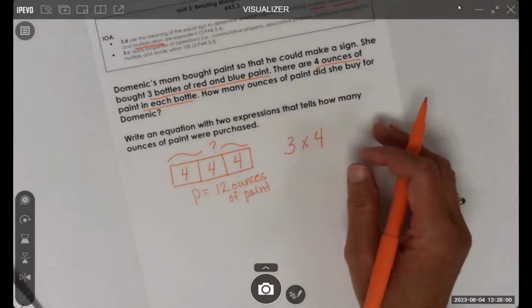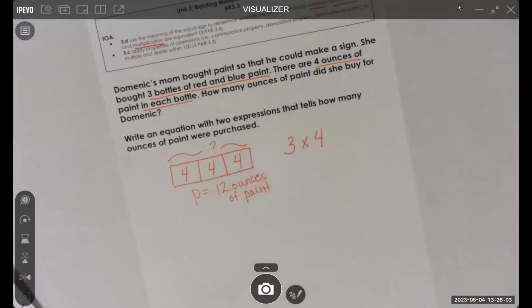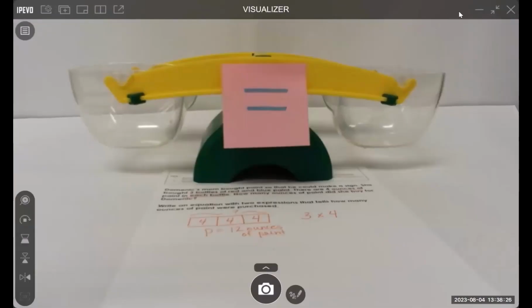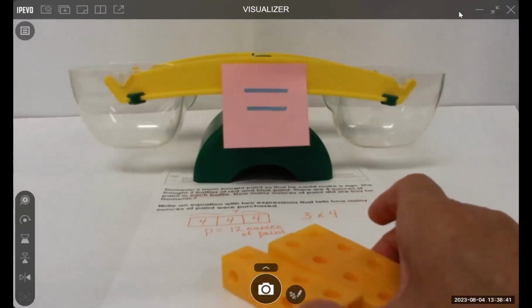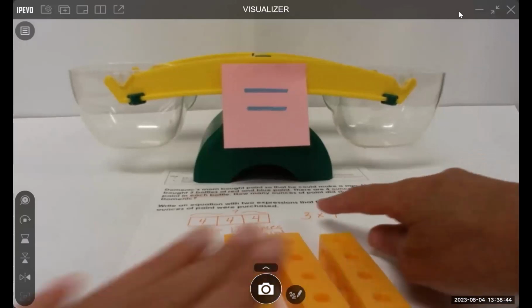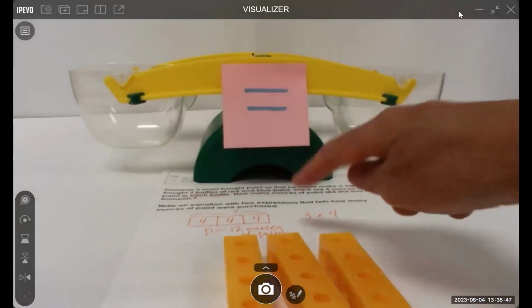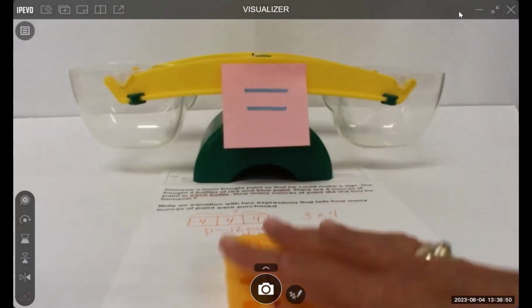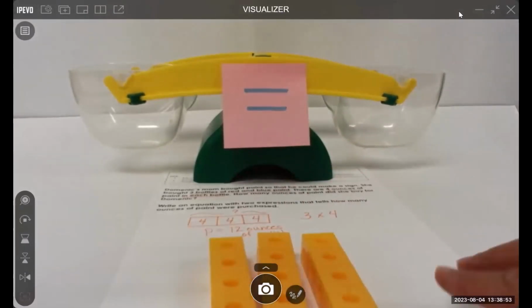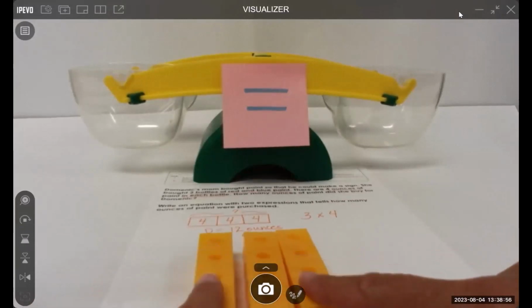We're going to start with the concrete phase of learning, and this is where you will revisit the meaning of the equal sign with your students. To model the meaning of the equal sign, I am going to use a bucket balance here. You have these in your math kits back in your buildings, and we are going to go back to using our concrete model for the expression we initially wrote of 3 times 4, and we learned it was 12 ounces of paint.